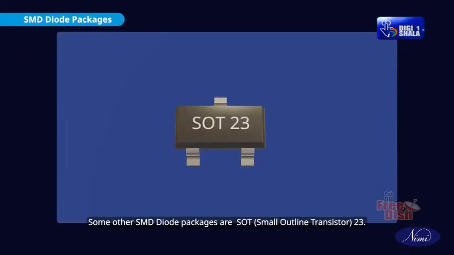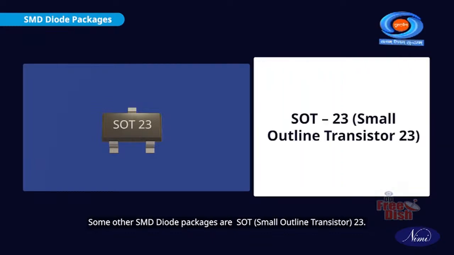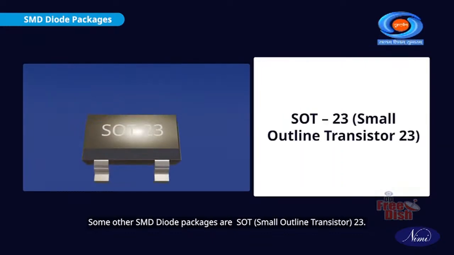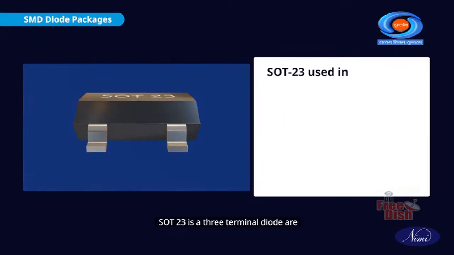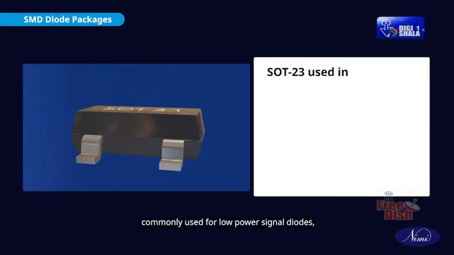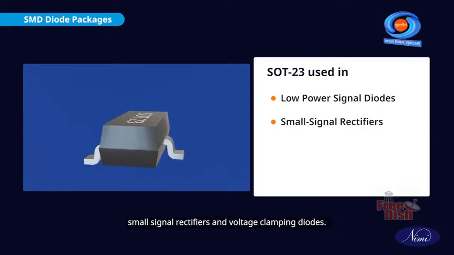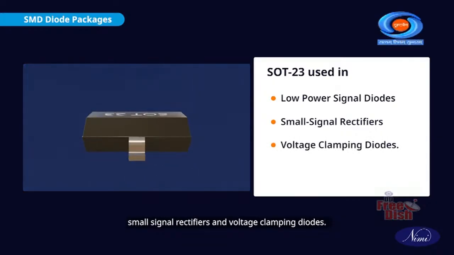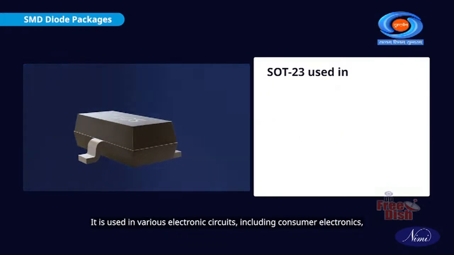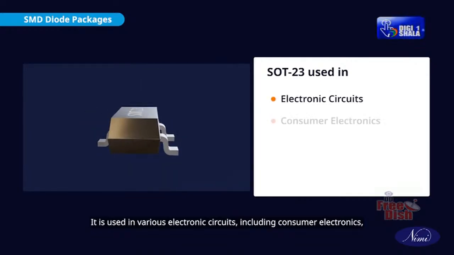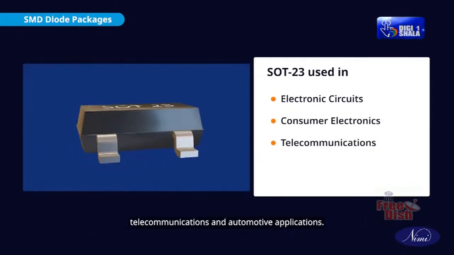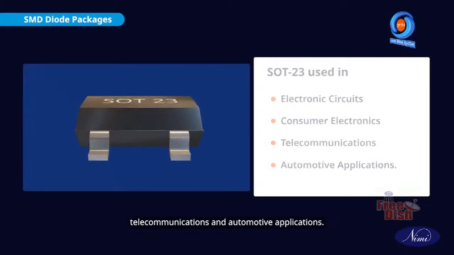Some other SMD diode packages are SOT, Small Outline Transistor, 23. SOT 23 is a 3-terminal diode commonly used for low power signal diodes, small signal rectifiers and voltage clamping diodes. It is used in various electronic circuits including consumer electronics, telecommunications and automotive applications.